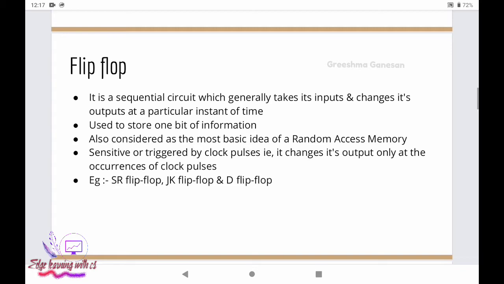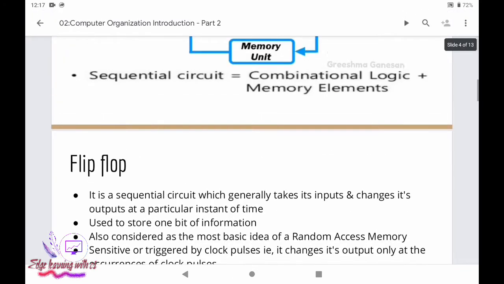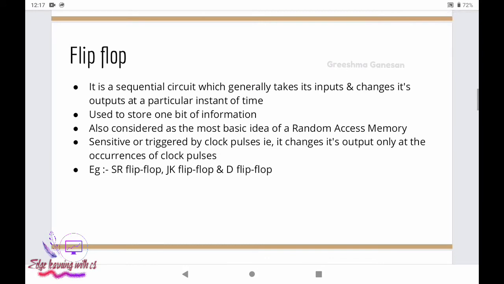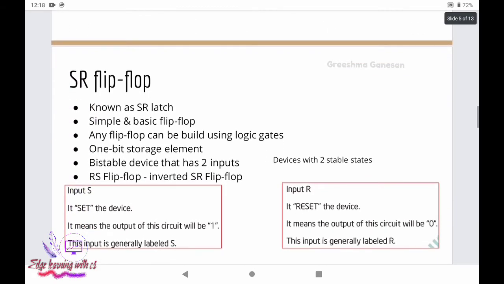A diagram will be there for clock pulses. Then the next topic is the types of flip-flops. What types of flip-flops do we have? Mainly we have the SR flip-flop, JK flip-flop and D flip-flop. But in this chapter we have to learn only the SR flip-flop and D flip-flop. Then we can go to the brief on the SR flip-flop.